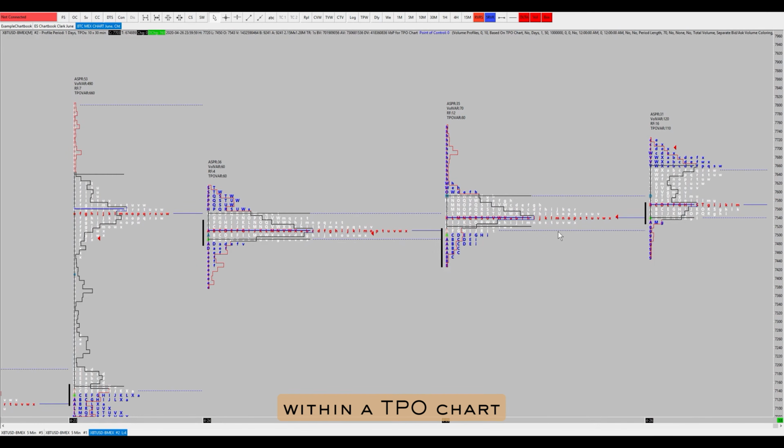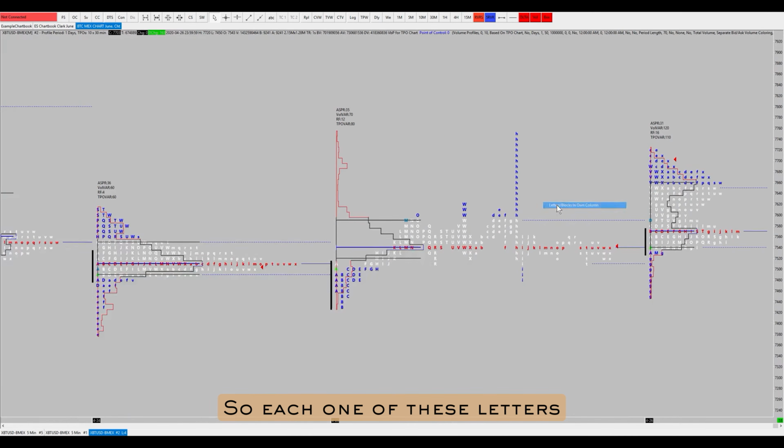But what we're looking at within a TPO chart, and as you can see, I have the letters used right now. More commonly, I will be using just single blocks with shading. We're looking at how the day has evolved over the course of half-hour periods. So each one of these letters, each one of these sub-periods represents 30 minutes throughout the day. So think about each one of these, A period, capital B period, capital C period, as 30-minute candles.